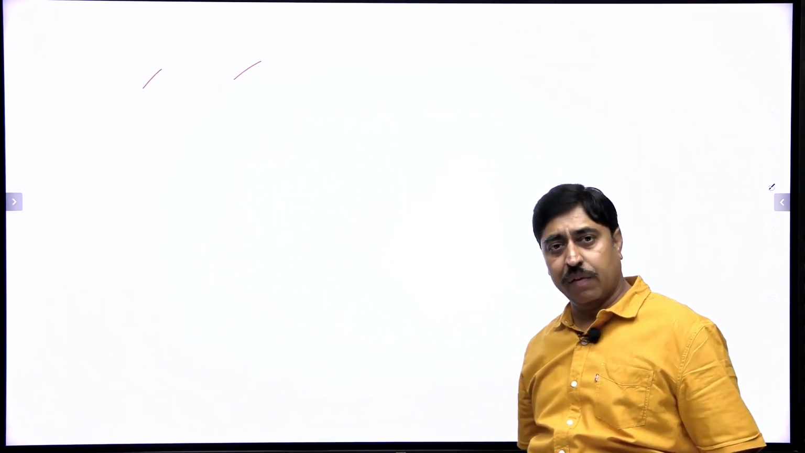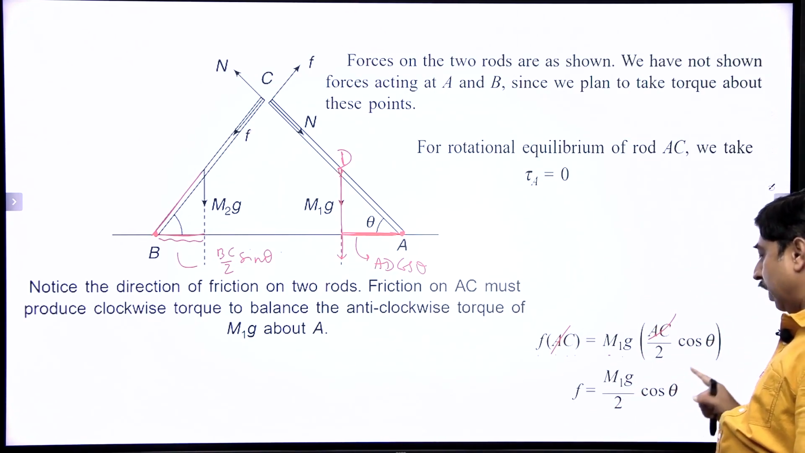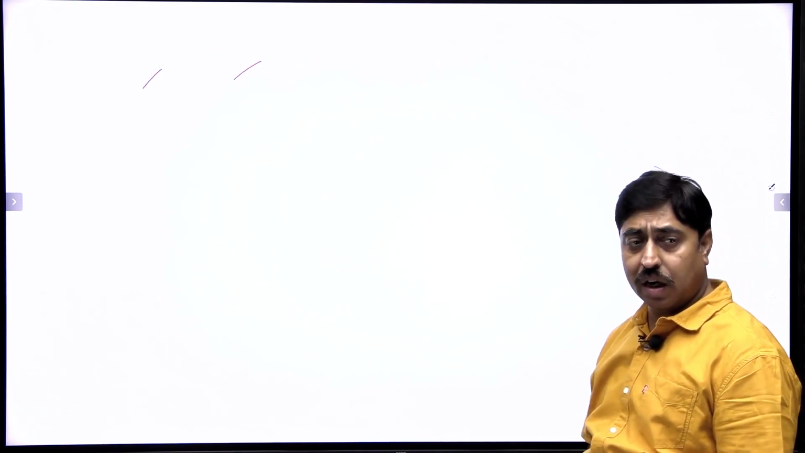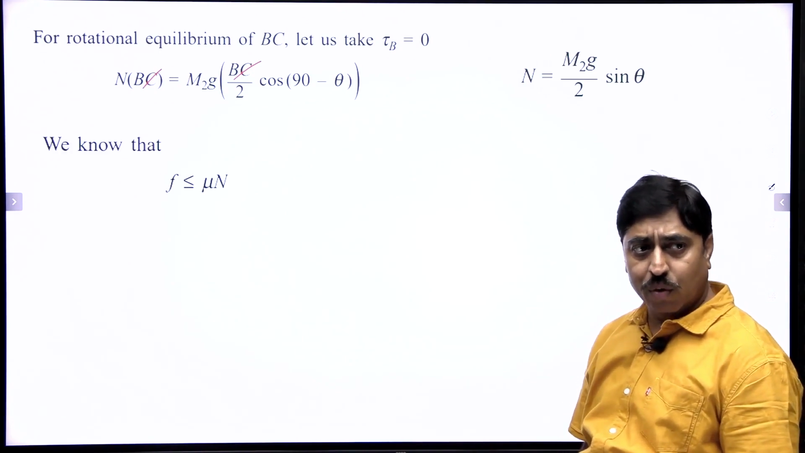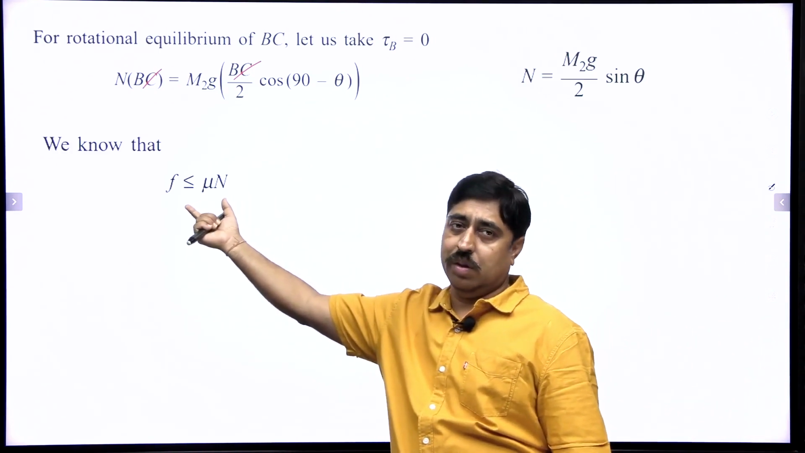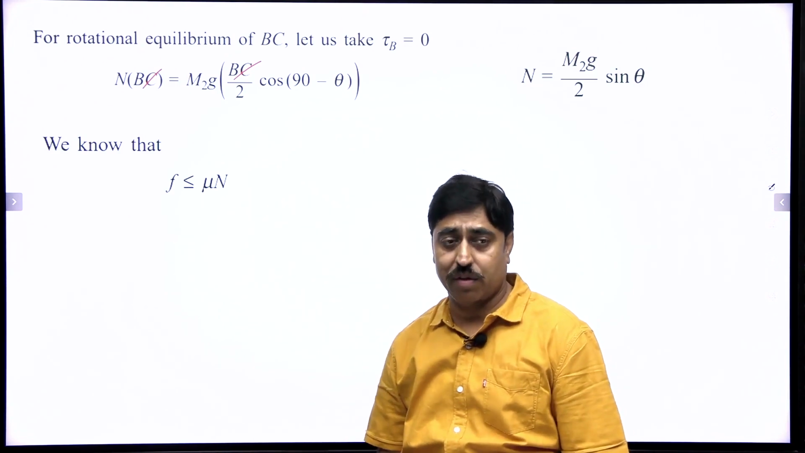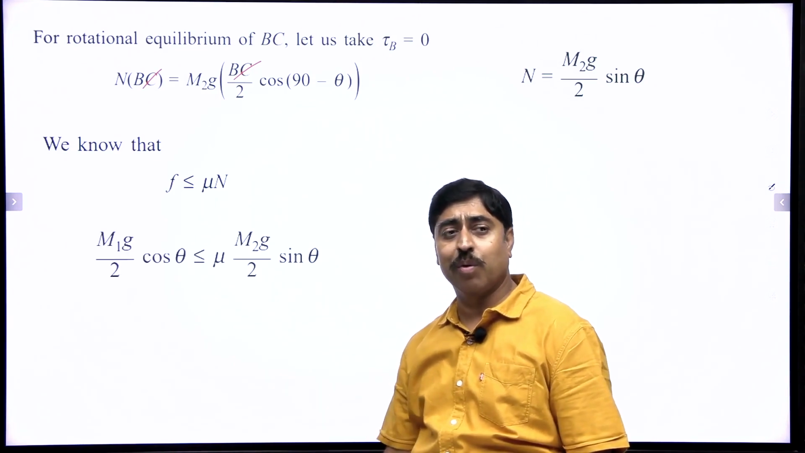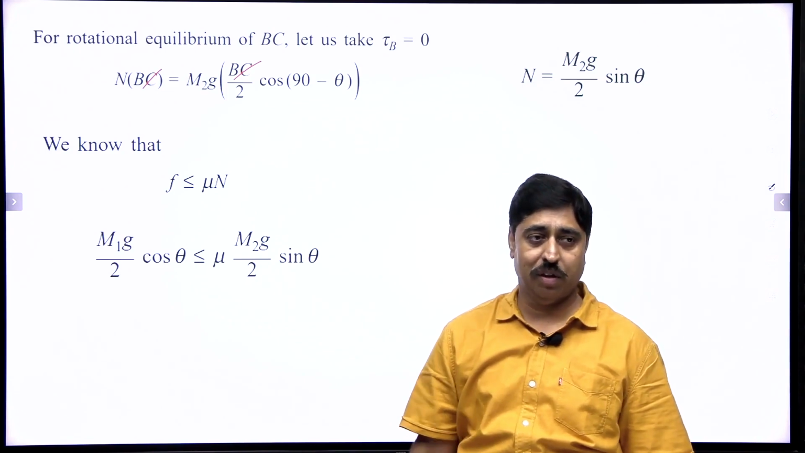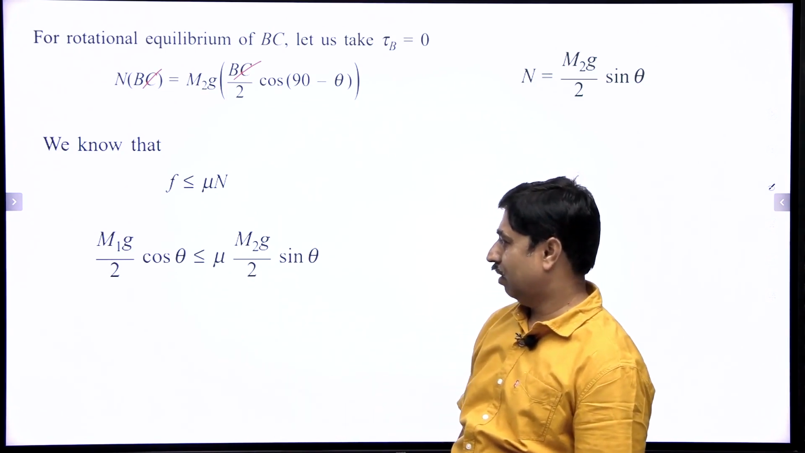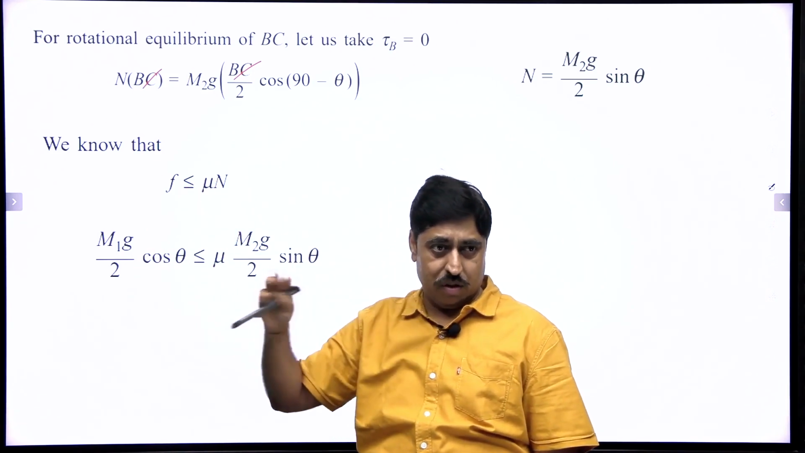So by considering the first rod, we were able to write the friction force, which is equal to M1g by 2 cos theta. And by considering the other rod, we have been able to write the value of normal reaction. But we know that this friction force can never be greater than mu into N. Coefficient of friction is a given quantity in the question. So I'll write friction is less than or equal to mu N. I know that friction is equal to this much, and normal reaction is equal to this much. So just by substituting the values of f and N that we have found, we will get this equation.